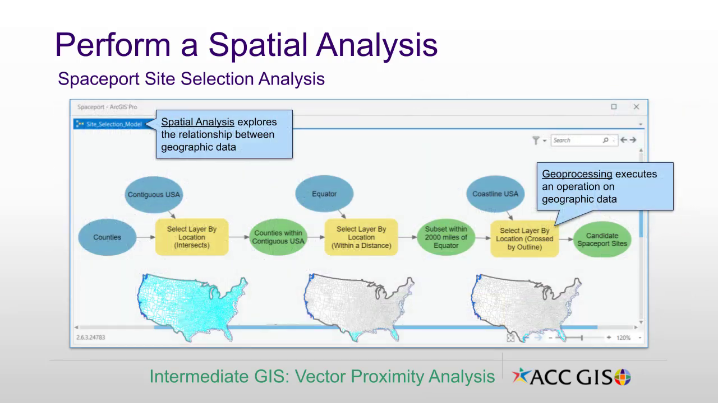And I can chain each of those geoprocessing steps together in a model. So here you can see my final model in which I could run and iterate through the model several times as I adjusted criteria like distance from the equator. Now, what is the difference between a spatial analysis and geoprocessing? Geoprocessing are the individual steps where you execute an operation on geographic data. Spatial analysis is where we put it all together and explore the relationship between geographic data. So this entire workflow represents my spaceport site selection analysis, and the individual steps are the geoprocesses.